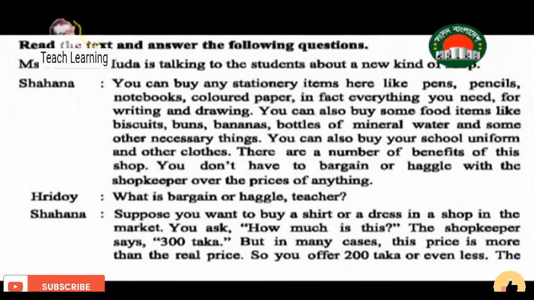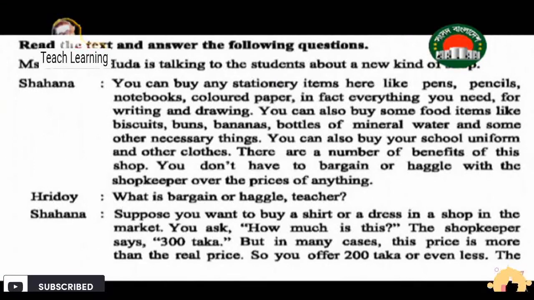You can also buy your school uniform and other clothes. This shop has a number of benefits. You don't have to bargain or haggle with the shopkeeper over the prices of anything. Then Hriday wants to know from Miss Shahana Huda what is bargain or haggle.